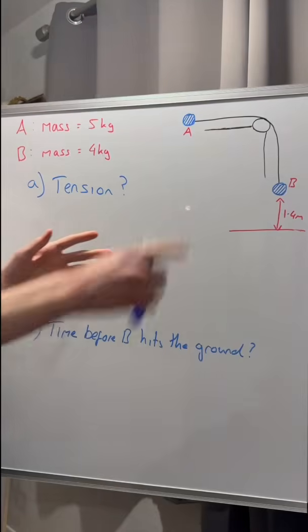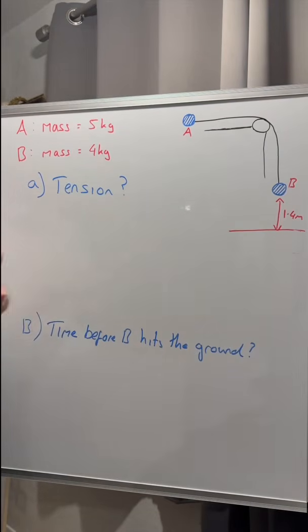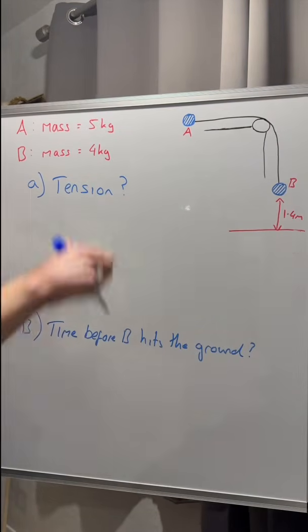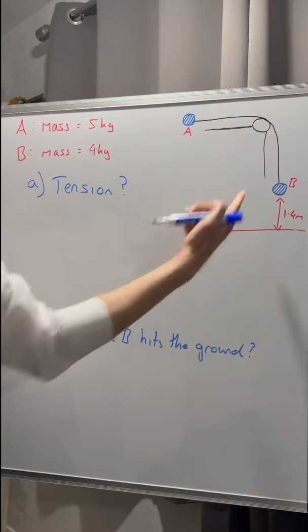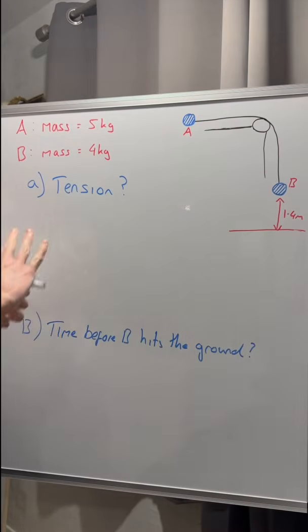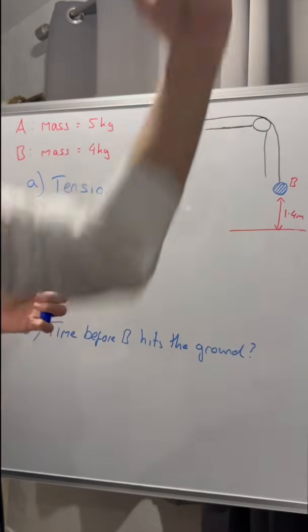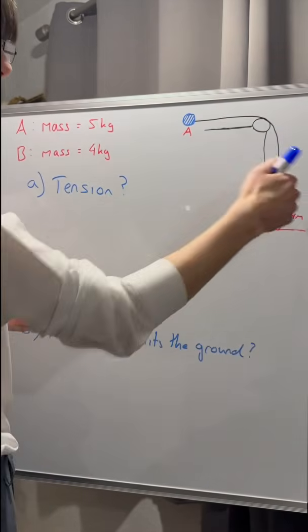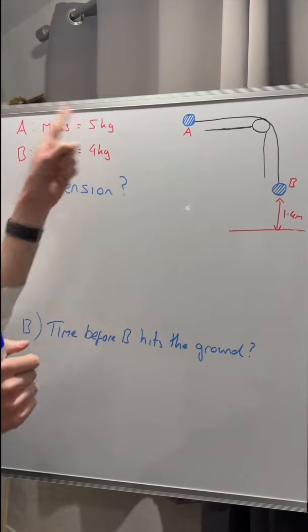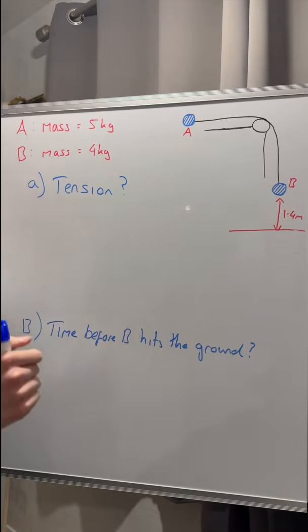Here I've got a pulley question with a horribly drawn pulley. Now, we all hate pulley questions, so let's see how to do it quite quickly. So, I've got a mass A and a mass B. A is resting on some surface, connected to B that is hanging off one surface. Very, very common idea. B is 1.4 meters above the ground. A has a mass of 5 kilograms and B has a mass of 4 kilograms.